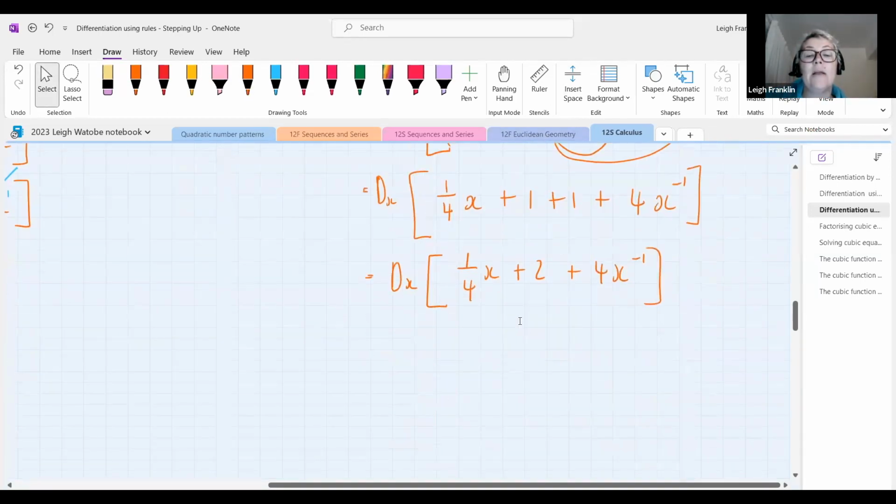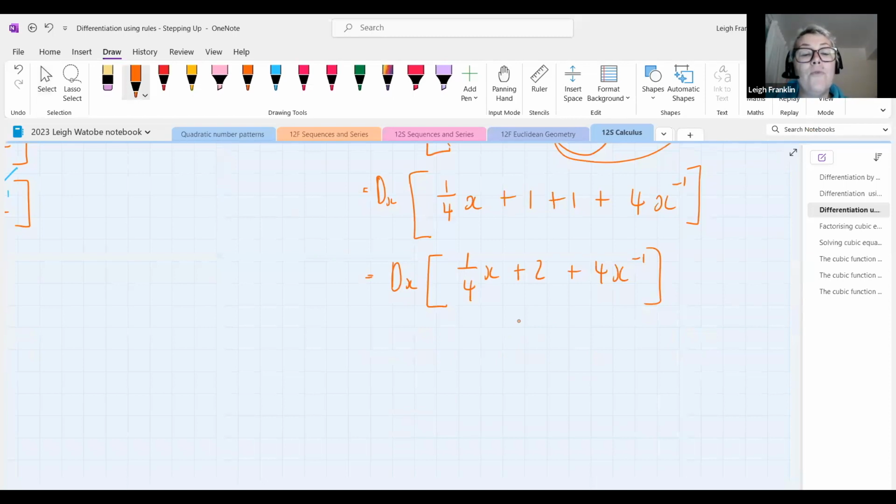And now I can apply my power rule. I'm going to drop my dx. I'm going to drop my hard brackets. I'm going to take this invisible 1, multiply it by a quarter, take 1 away from my exponent. So now I've got a 0 exponent on my variable. Plus 2 would become 0. A negative times a positive is a negative, and that would give me 4x to the power of negative 2.